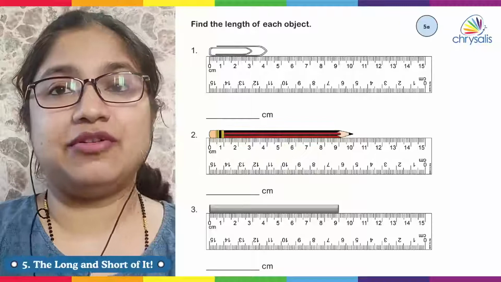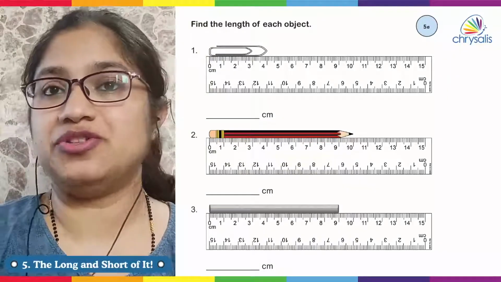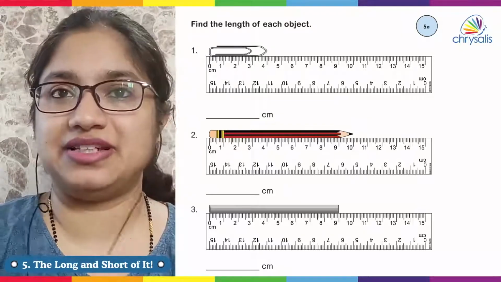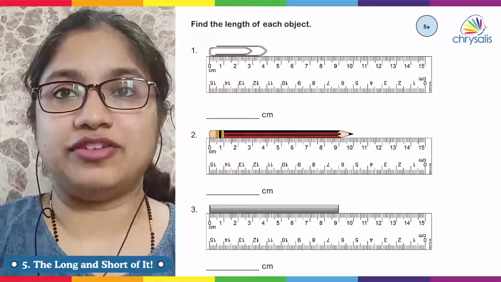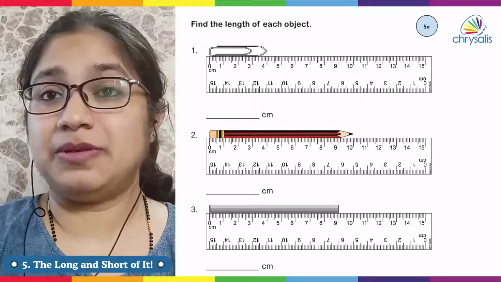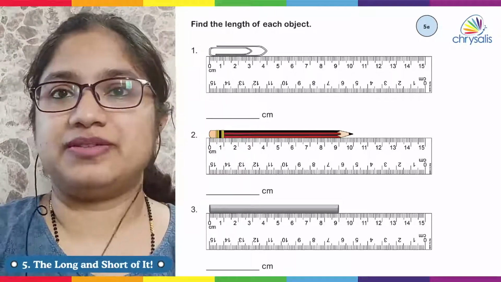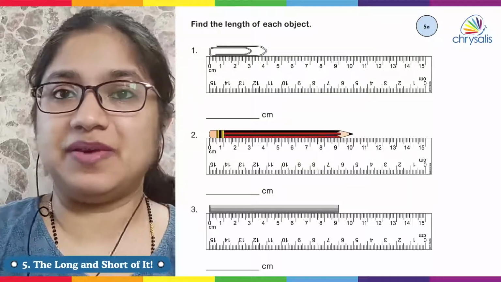Let's now practice what we have learned by working on companion 5A. If you have your companion with you, open page number 43, and if not, you can use your notebook and write down activity number 5A to do this activity. Read the instructions with me. Find the length of each object, observe the placement of the objects on the scale, and write the measure of each object. You can take 10 minutes to complete this activity and press play when done.